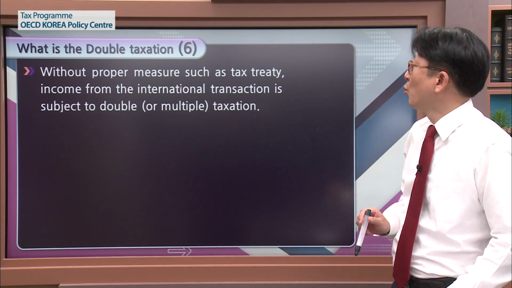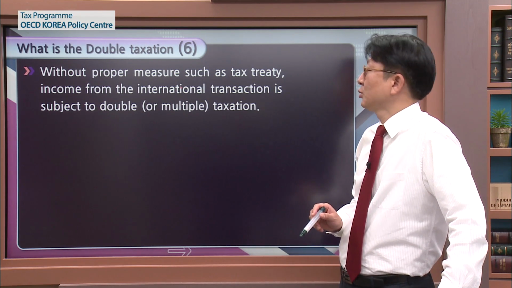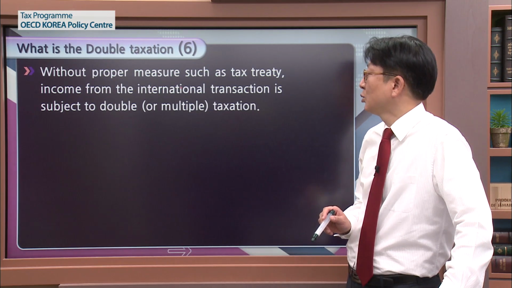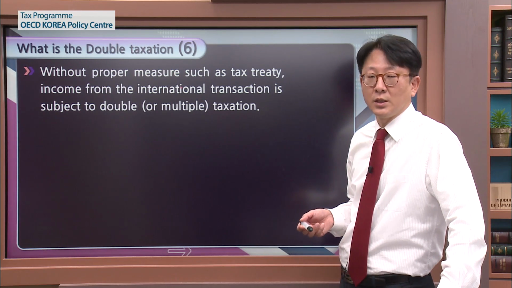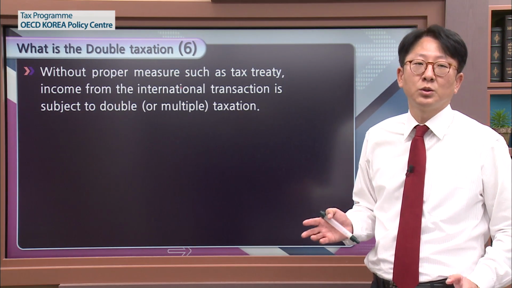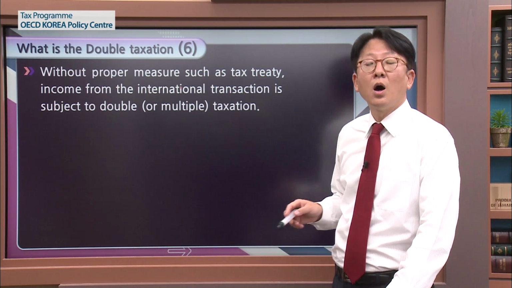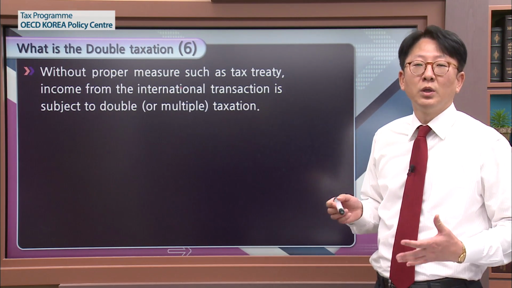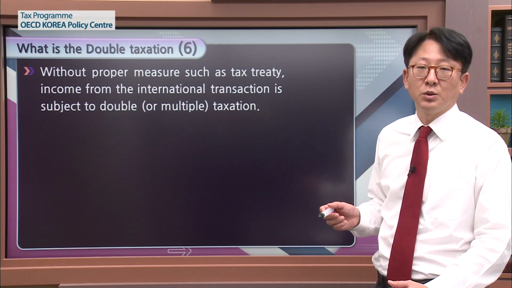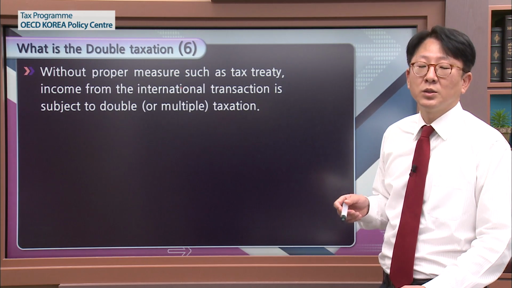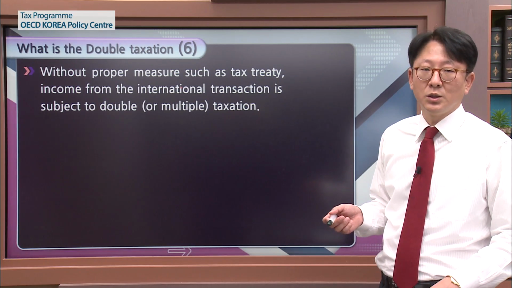So as I explained to you, without proper measures such as a tax treaty, income from international transactions is subject to double taxation, or sometimes multiple, sometimes quadruple taxation. So you need certain measures to lessen the problem of double taxation. Otherwise, you will have a much higher obstacle compared to a domestic transaction between taxpayers. That is why we need the tax treaty to avoid double taxation.